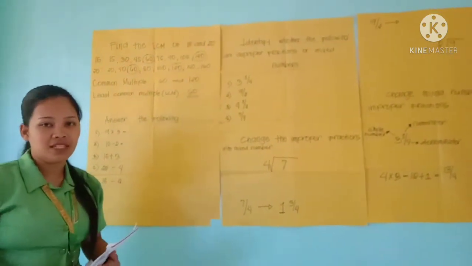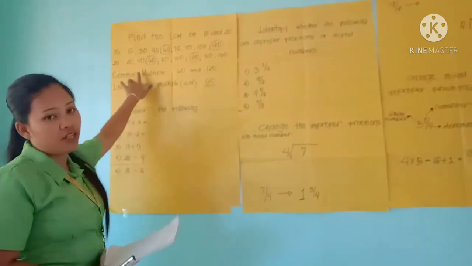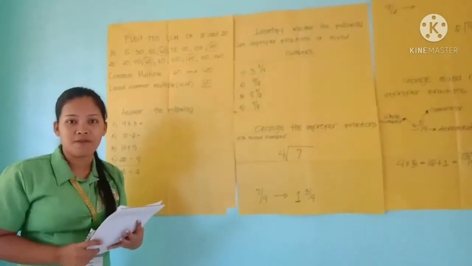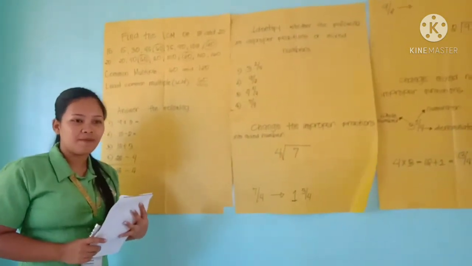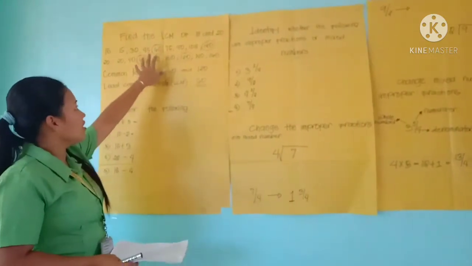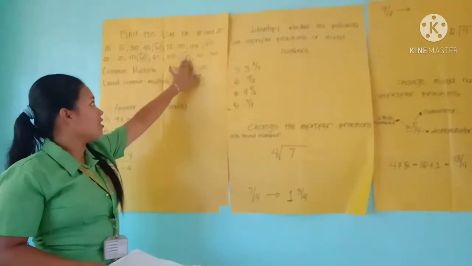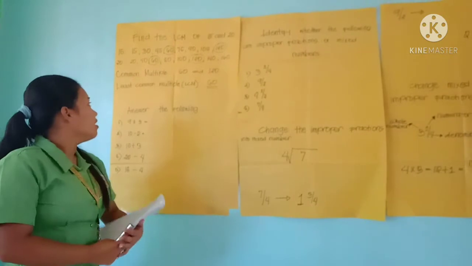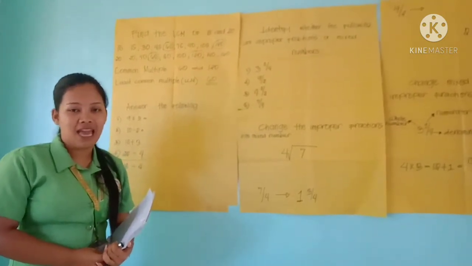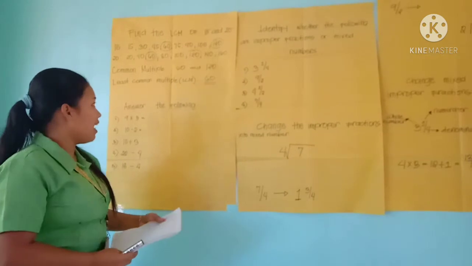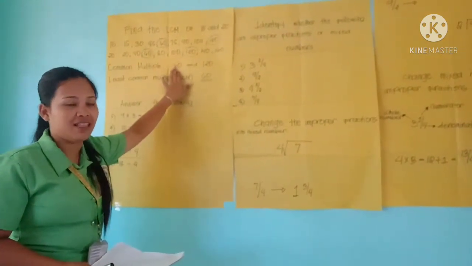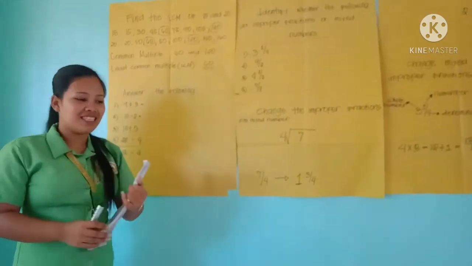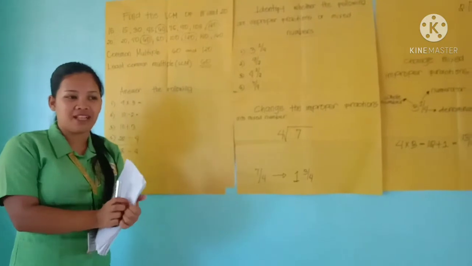The second step is we're going to find the common multiple of both 15 and 20. So what are the numbers that are common in 15 and 20? Yes, Princess. Correct. The numbers are 60 and 120. So the common multiples are 60 and 120. Now, the least common multiple or the LCM is 60. Why? Because 60 is smaller than 120. Understood? Okay, let's give Rachel 5 claps.